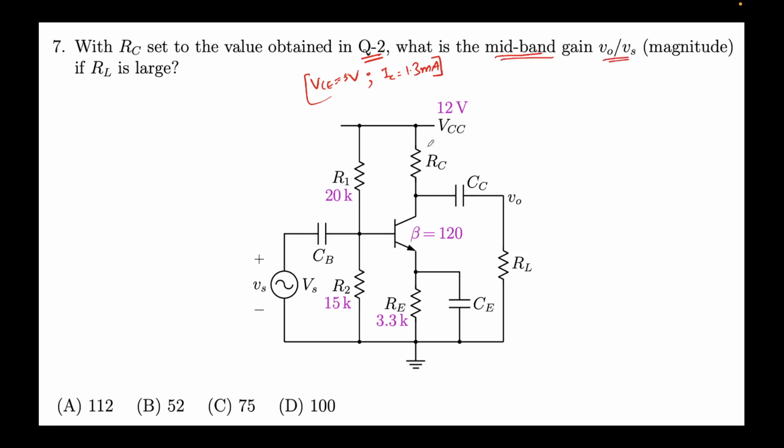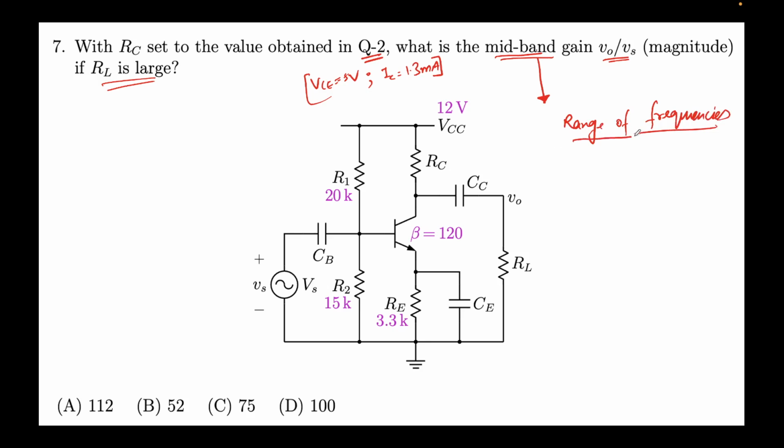Okay, so we'll see what Vs is denoted here and V0 is denoted over here. So we are required to find this if RL is large. There are a few assumptions that we are making here. First we need to see what this term mid-band even means, right? Usually band means a range of frequencies.